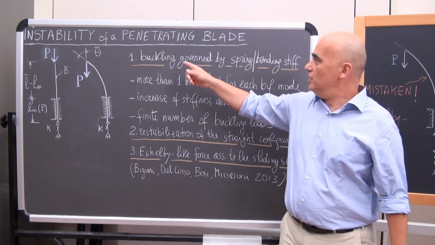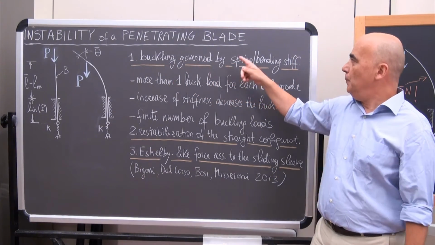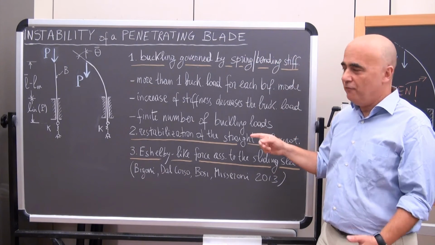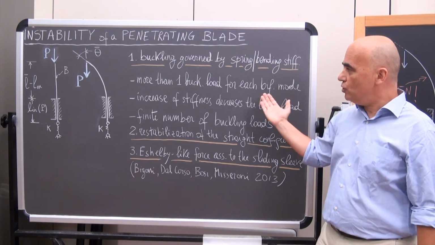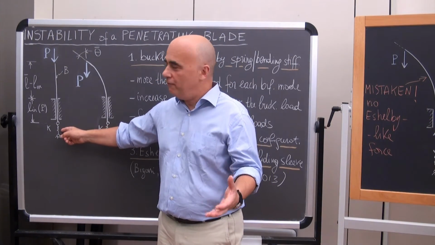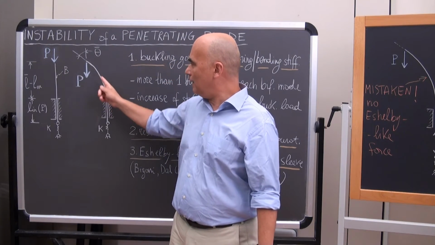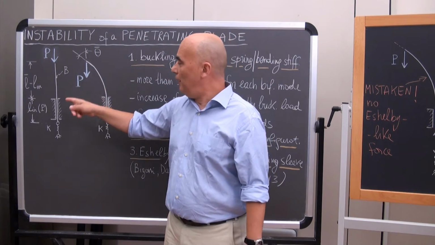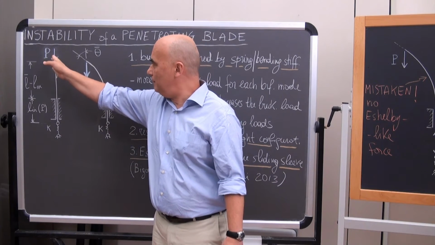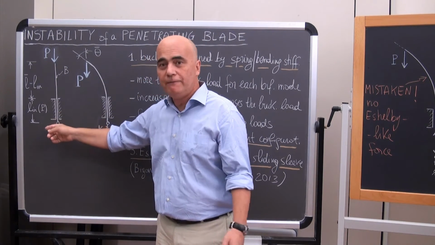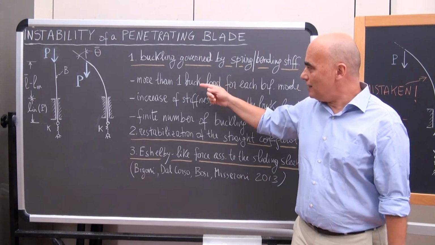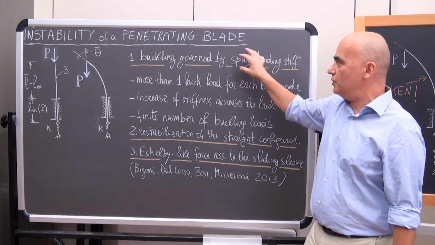The first is that the buckling is governed by the relative spring stiffness versus bending stiffness. And this is easy to see because if this spring is particularly stiff, the system will buckle in sisting loading. But if this spring is vanishingly stiff, then the blade will penetrate the sliding sleeve without any buckling. And in particular, there are several features connected to this.